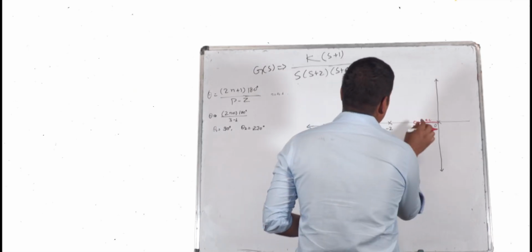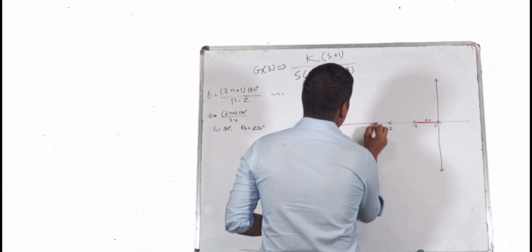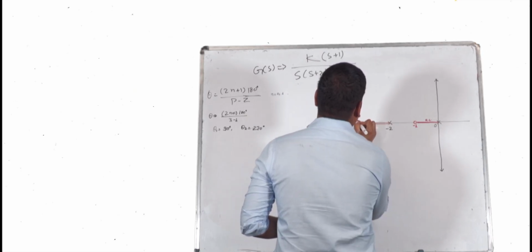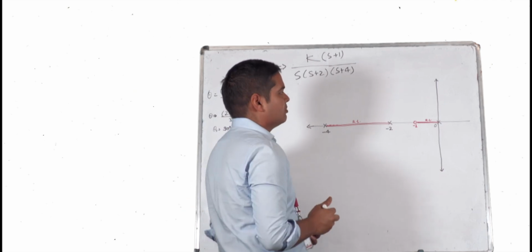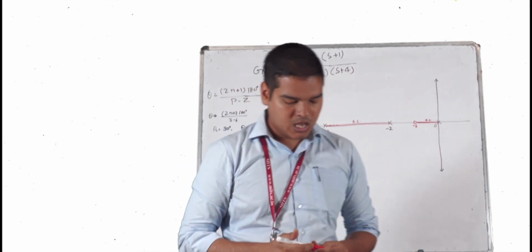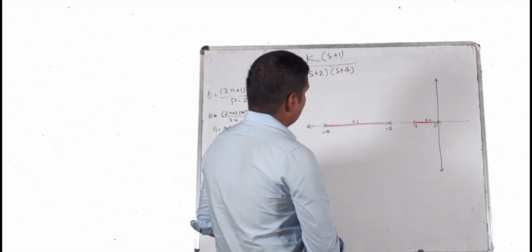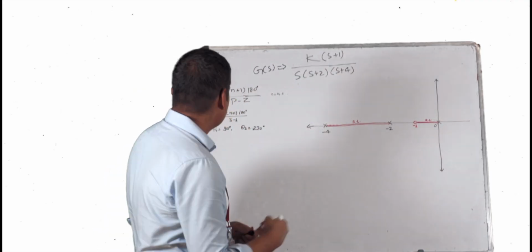Now this region is not going to be a part of the root locus, and again this region is going to be a part of the root locus. And this is also not going to be a part of the root locus because of an even number of poles and zeros on the right hand side. So now we have calculated the angle of asymptotes. Now let us calculate the centroid.